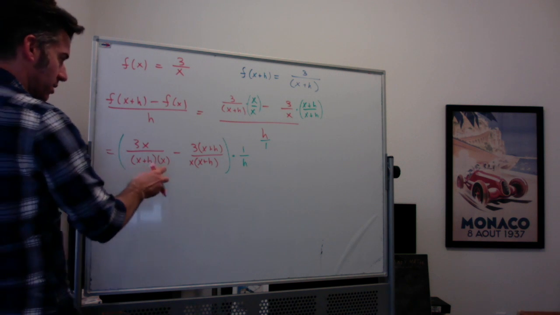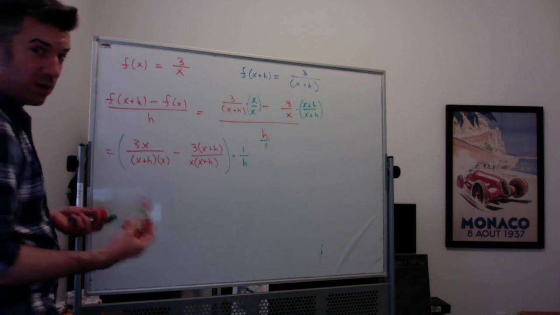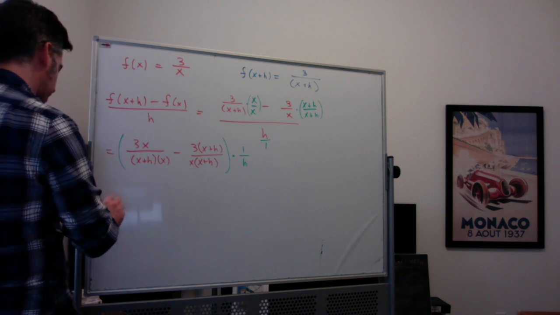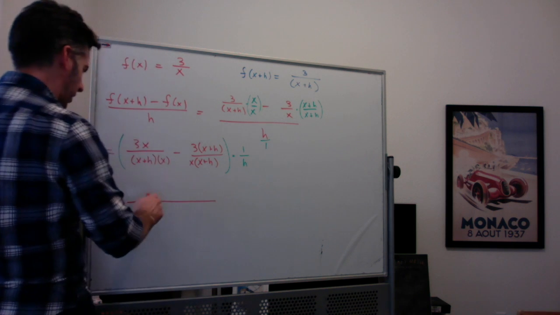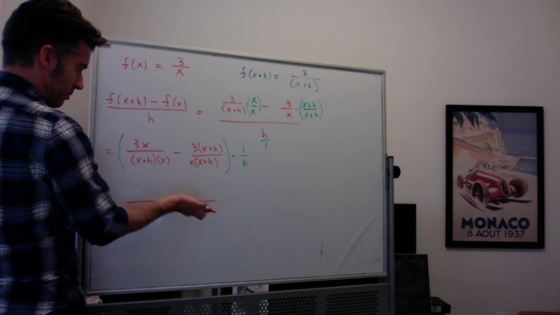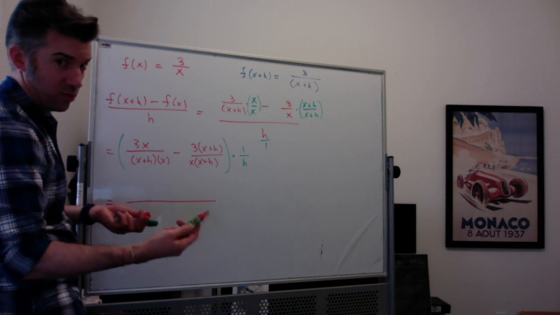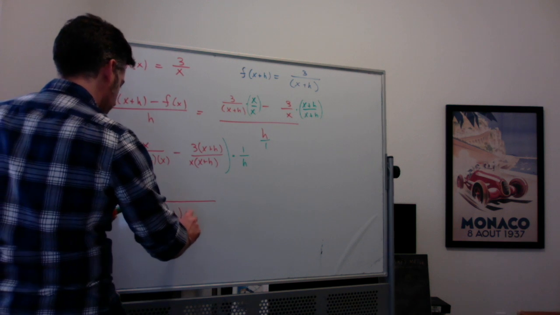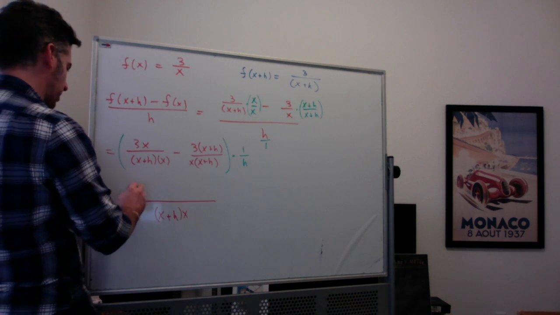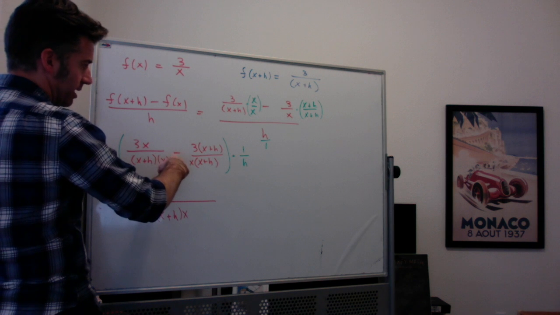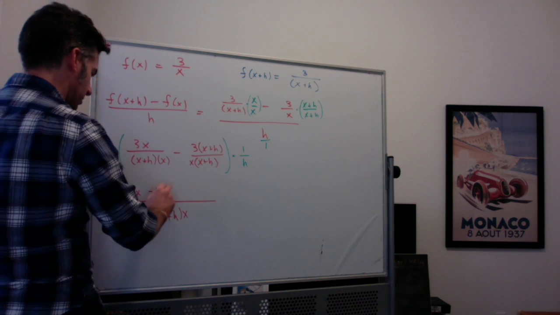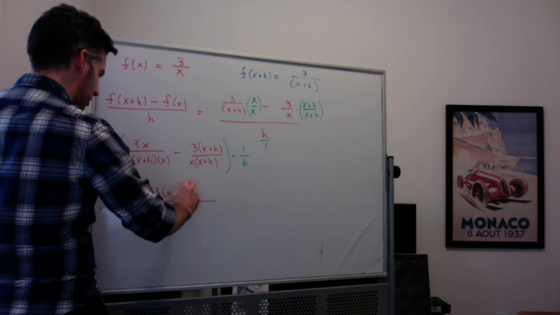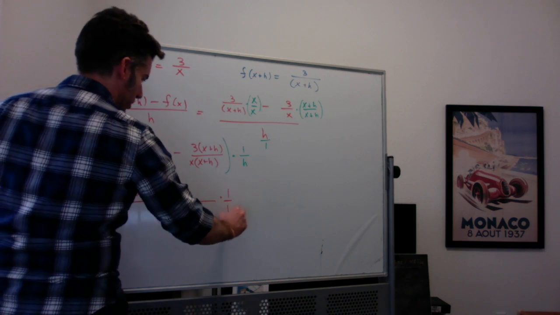Great. These two fractions I can put together because they have a common denominator. So I can write this as one fraction where the denominator is x plus h times x, or x times x plus h, whichever way you want to write it. And the numerator is going to be 3x minus 3 times x plus h. So that's like that, times 1 over h.